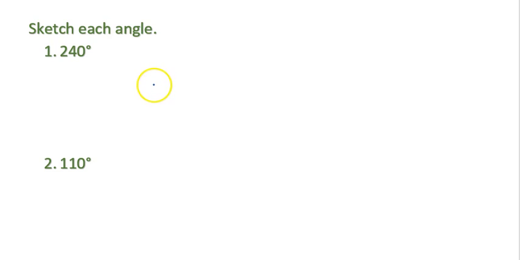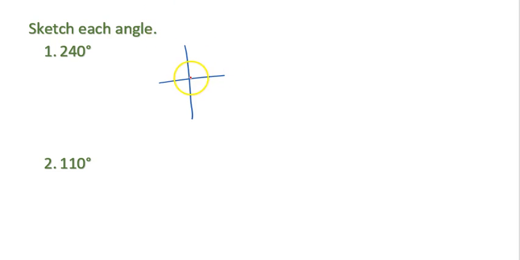Now, for some examples, I'm going to start out with degrees because most of you feel more comfortable with degrees, but we are going to move to radians. We're going to practice sketching angles. So 240 degrees, I'm just going to draw a little x and y axis. It doesn't have to be perfect.